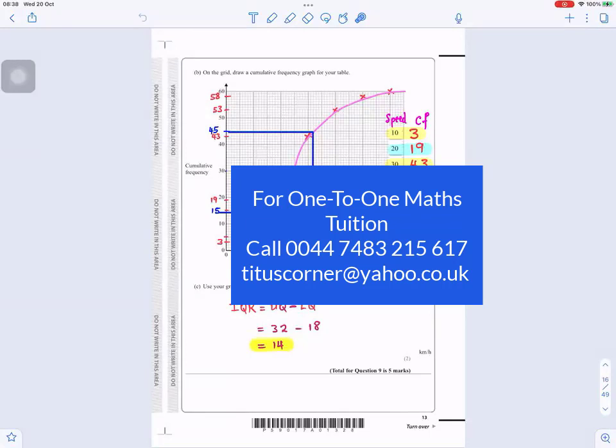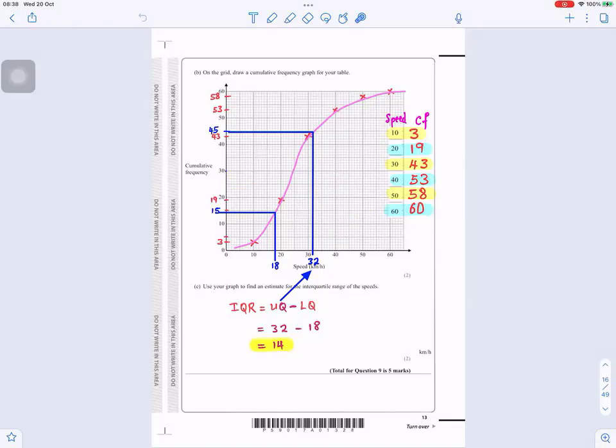Use your graph to find an estimate for the interquartile range of the speeds. For the lower quartile, 60 divided by 4 gives you 15. So you start at 15, you draw a line, you come down, the lower quartile is 18. And you go at 45, you come down, the upper quartile is 32. So the interquartile range is the upper quartile minus the lower quartile. 32 minus 18 gives you 14.